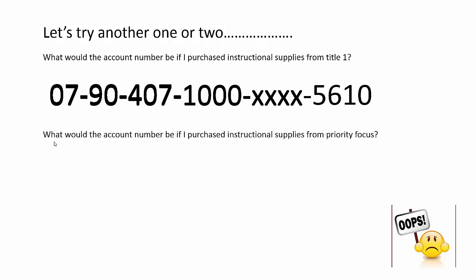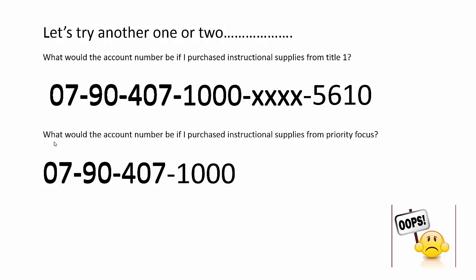Easy enough, isn't it? Well, now let's say, what if we want to use our priority or focus monies to buy instructional supplies? Let's give this one a try. As I indicated earlier, priority and focus is in Fund 07, Federal Funds. Again, we use 90 and 407 to indicate it's SunGuard Elementary. Instructional supplies, because it's instructional, the function would be 1,000. Skip the GPP for a moment. And what is supplies? That number is 56100.